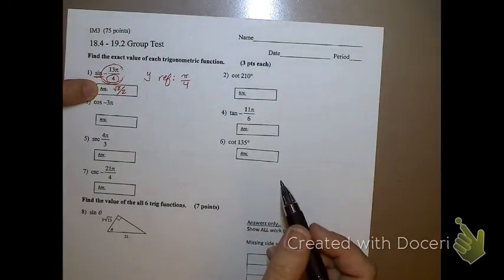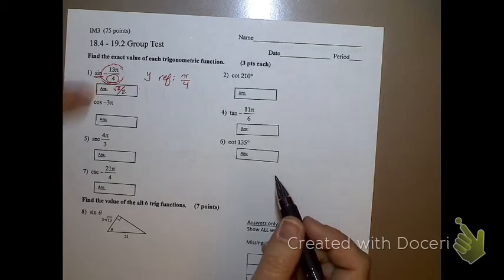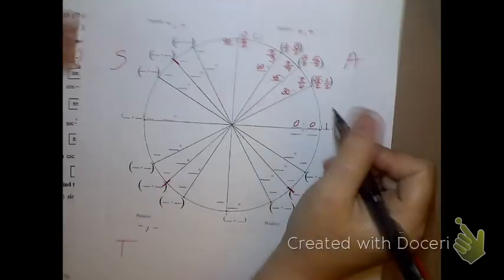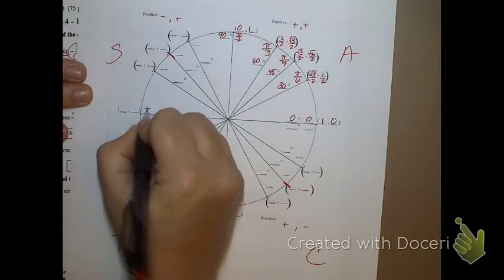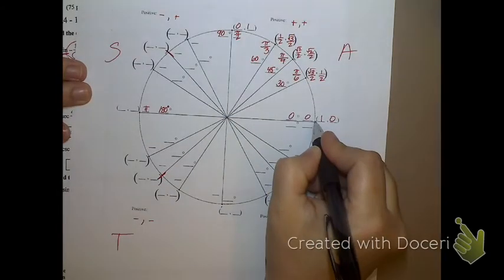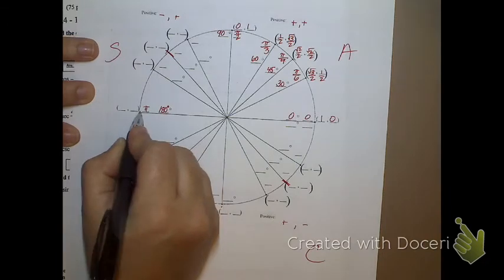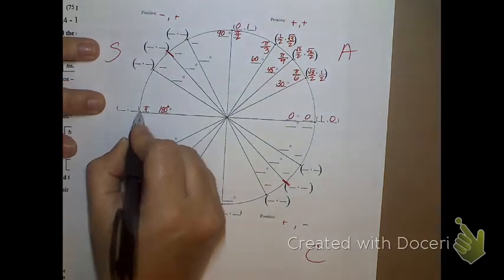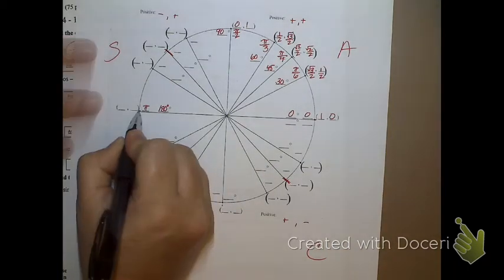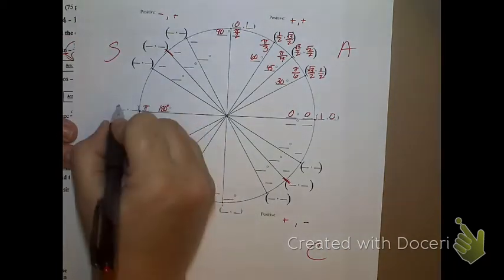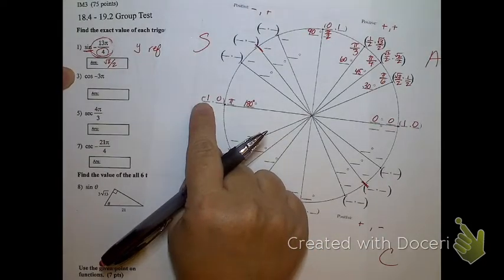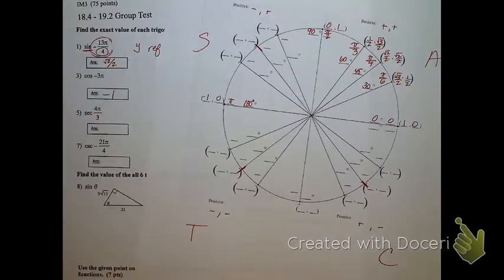So? Good answer. Negative 3 pi. Well, let's think about this. I know that this over here is pi. Right? So if I'm going negative 1 pi, where's negative 2 pi? Right here. And negative 3 pi is right here. This is the point negative 1, 0. So what's the cosine there? Negative 1.